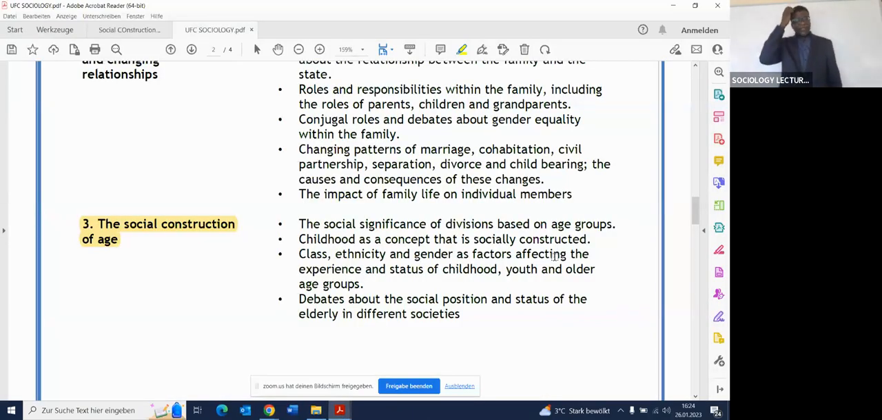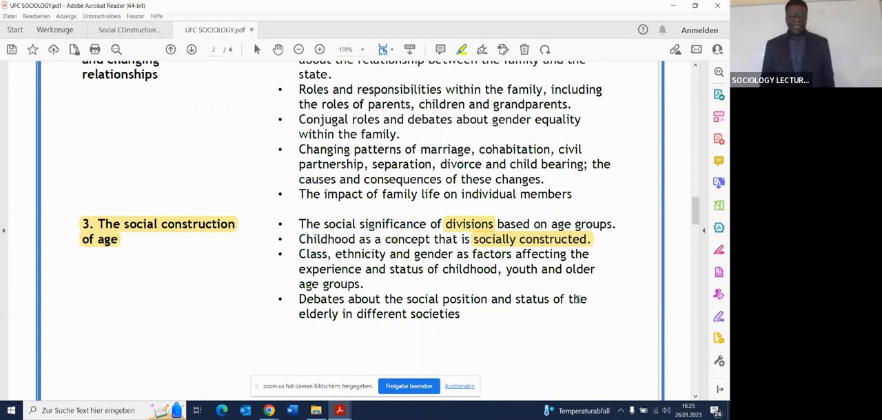Let's go back to the bullet points. Social construction of age. The social significance of divisions based on age groups. Okay? So take note of here. Divisions. Social significance of divisions based on age groups. Bullet point 2. Childhood as a concept that is socially constructed. I think this talks about Zambia, where I come from. I've seen the kind of way life is here socially, between childhood and adulthood. We're going to be discussing that here.